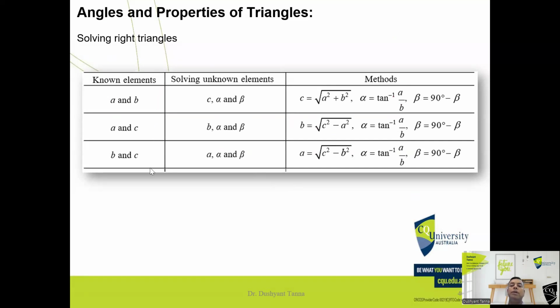So how do you, okay. I will come back to this. There is something called solving the right triangle.